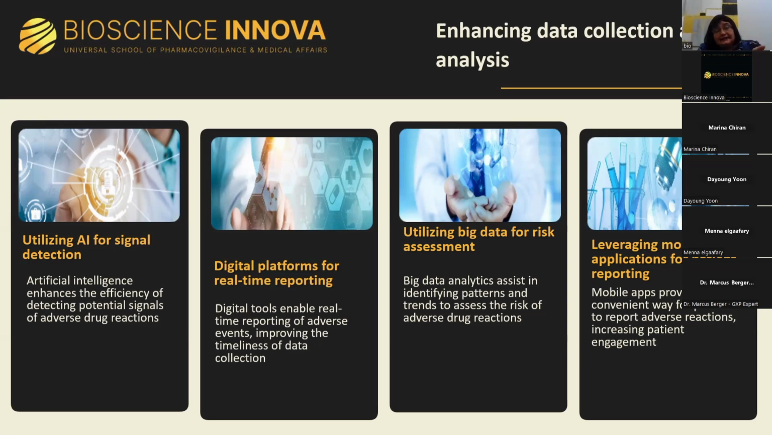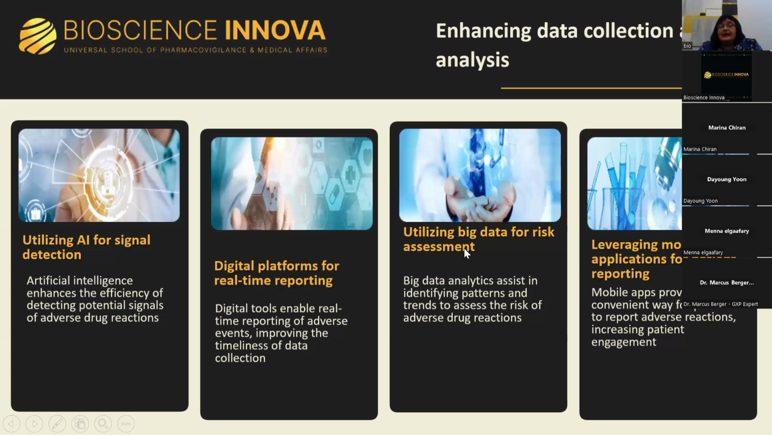Utilizing artificial intelligence for signal detection. Artificial intelligence enhances the efficiency of detecting potential signals of adverse drug reactions. Digital platforms for real-time reporting: digital tools enable real-time reporting of adverse events, improving the timeliness of data collection. Utilizing big data for risk assessment: big data analytics assist in defining patterns and trends to assess the risk of adverse drug reactions.